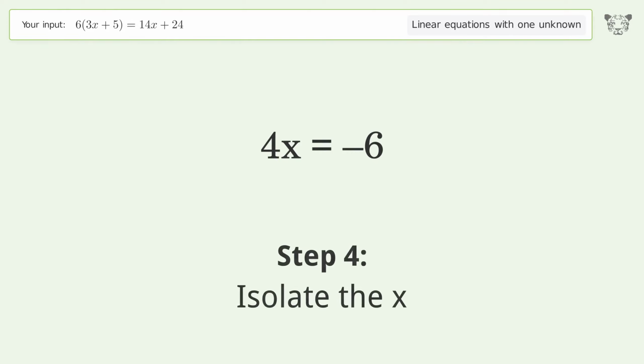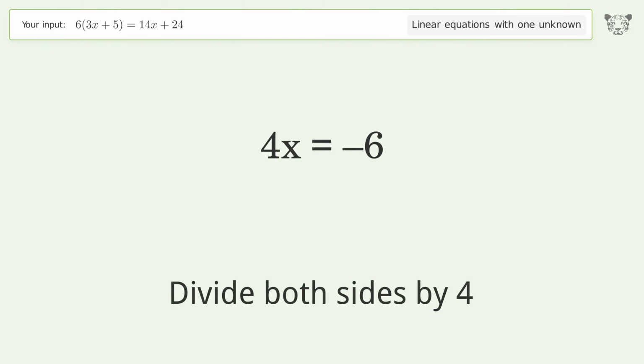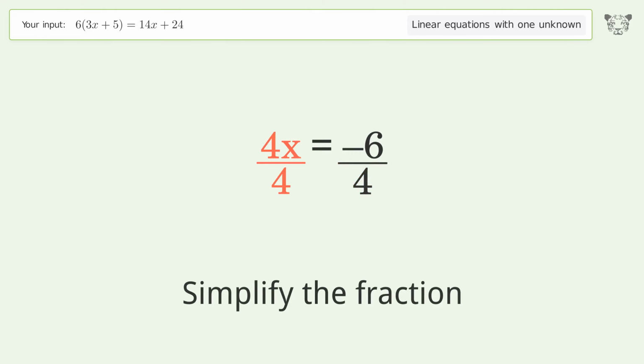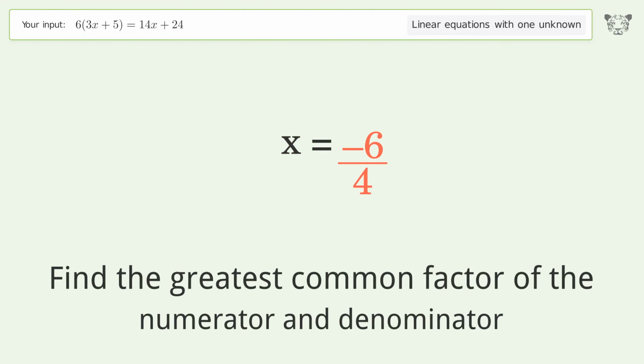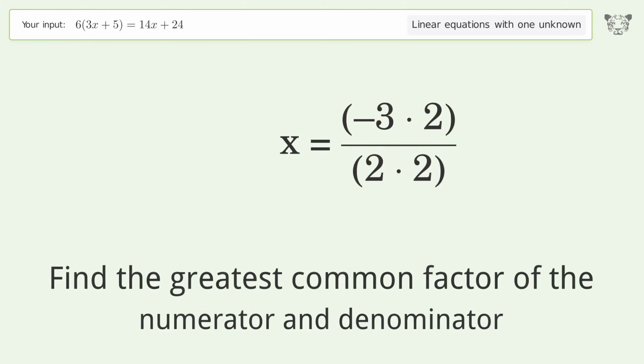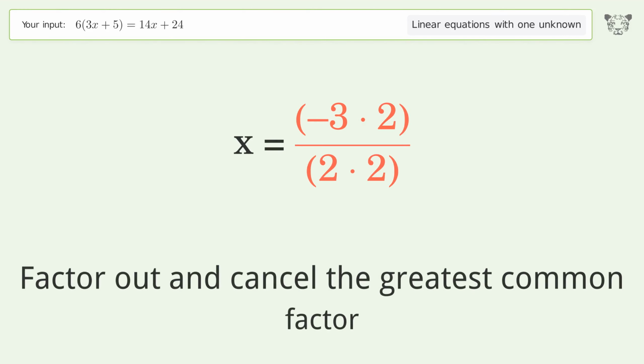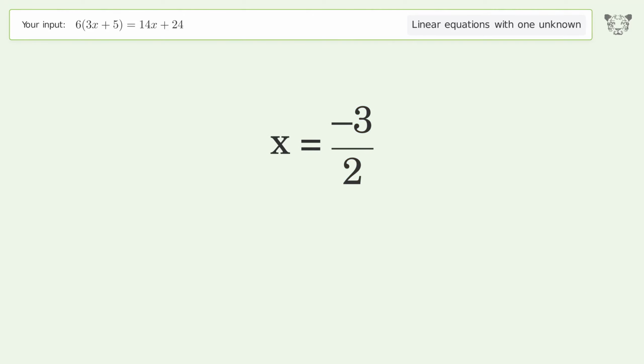Isolate the x. Divide both sides by 4. Simplify the fraction. Find the greatest common factor of the numerator and denominator. Factor out and cancel the greatest common factor. And so the final result is x equals -3/2.